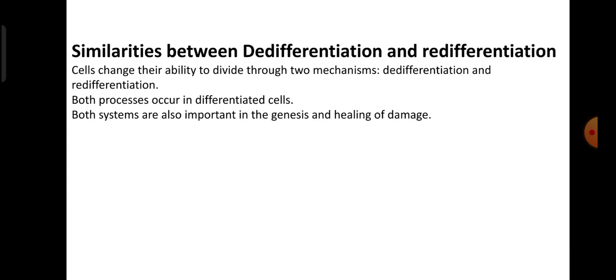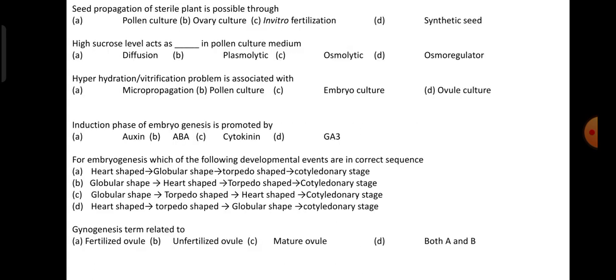Now, I have left one concept, that is similarity between dedifferentiation and redifferentiation. I have already discussed the differences, but the similarities are also very important because this is asked repeatedly in many competitive exams. So you should definitely know the three things: differentiation, dedifferentiation, and redifferentiation. The similarity is cells change their ability to divide through two mechanisms, that is dedifferentiation and redifferentiation. Both processes occur in differentiated cells. Both are also important in the genesis and healing of damage.